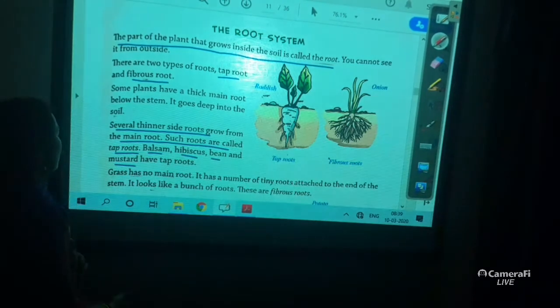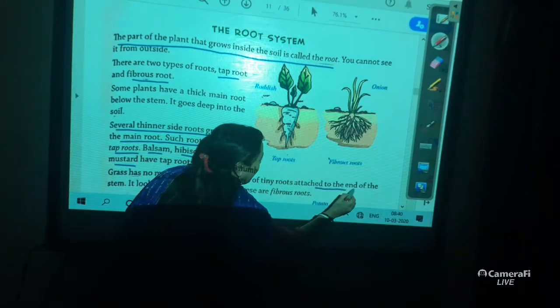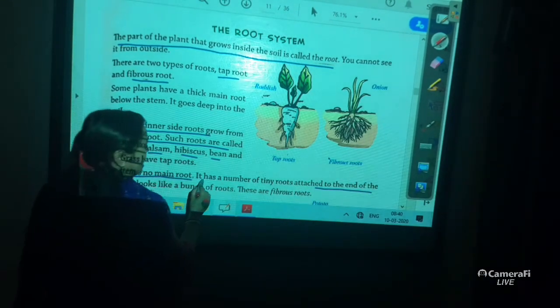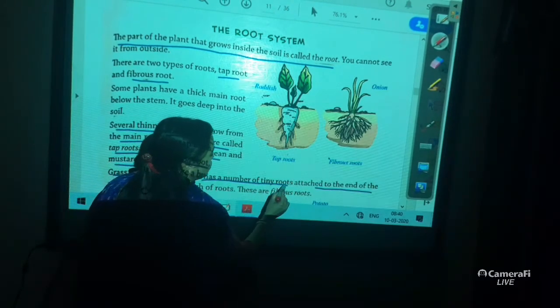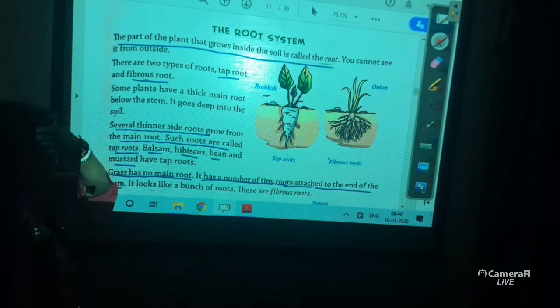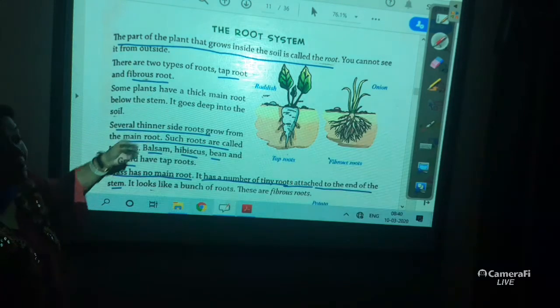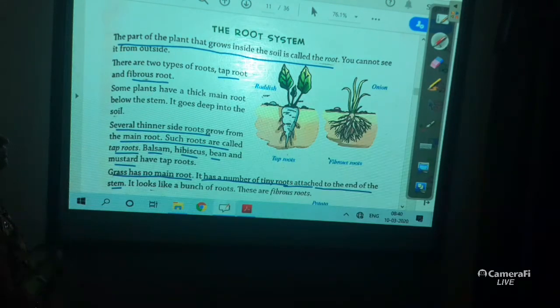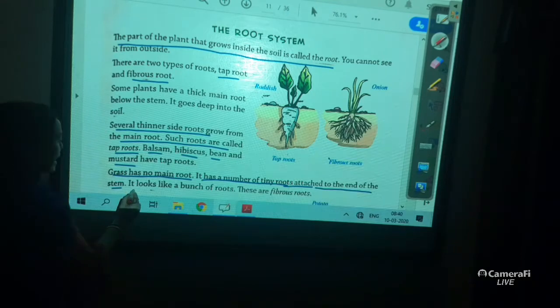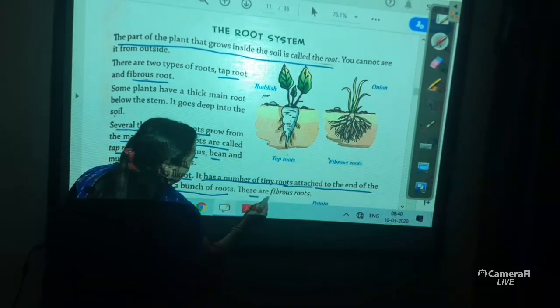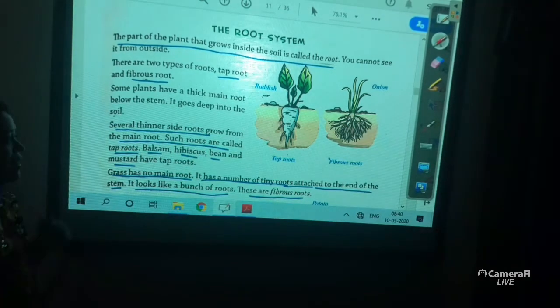Okay. So grass has no main root. It has a number of tiny roots attached to the end of the stem. Grass has no main root, it has a number of tiny roots. Many small roots come out together from the end portion of the stem, where the stem ends above the soil. From there the fibrous roots appear. It looks like a bunch of roots. These are the fibrous roots.